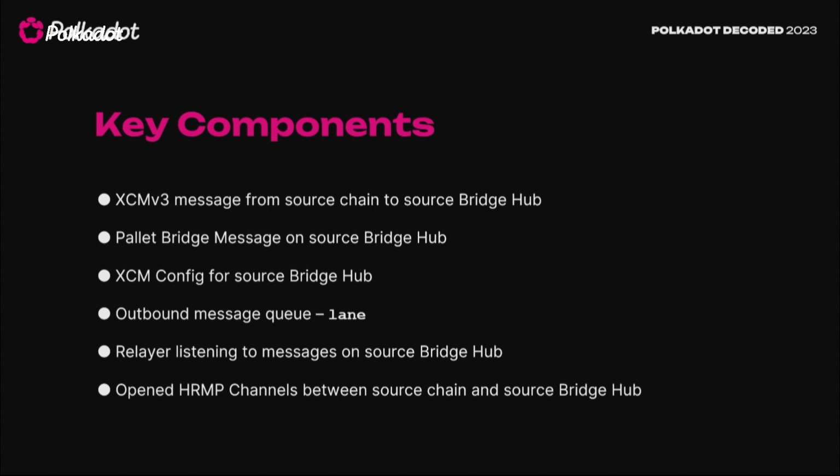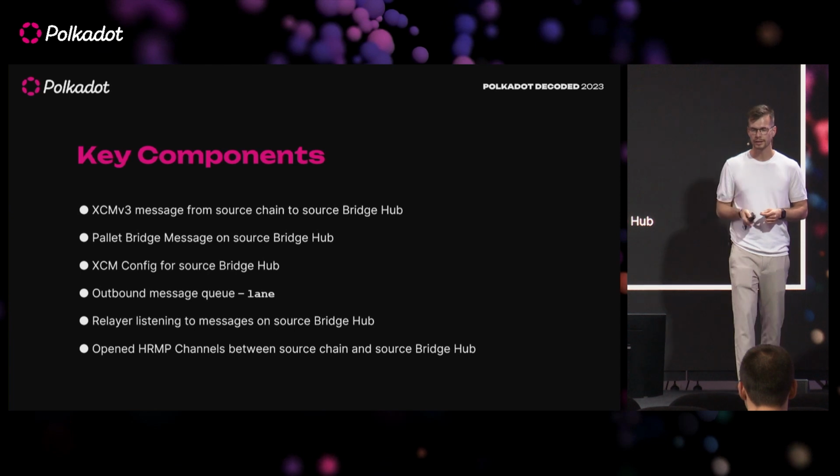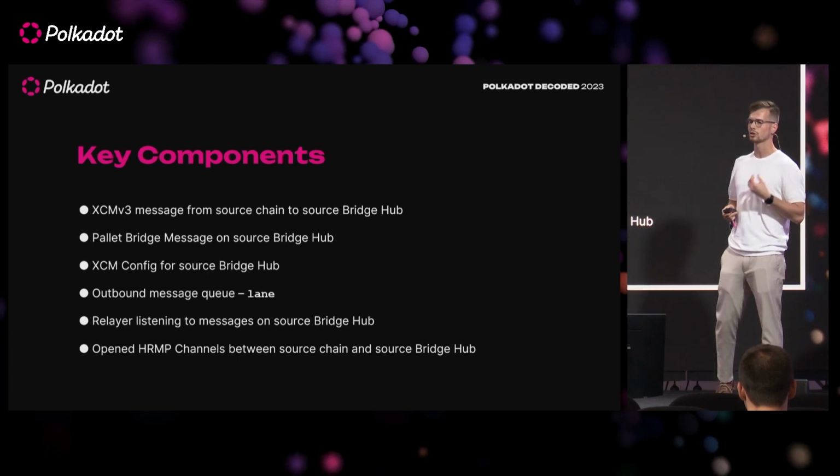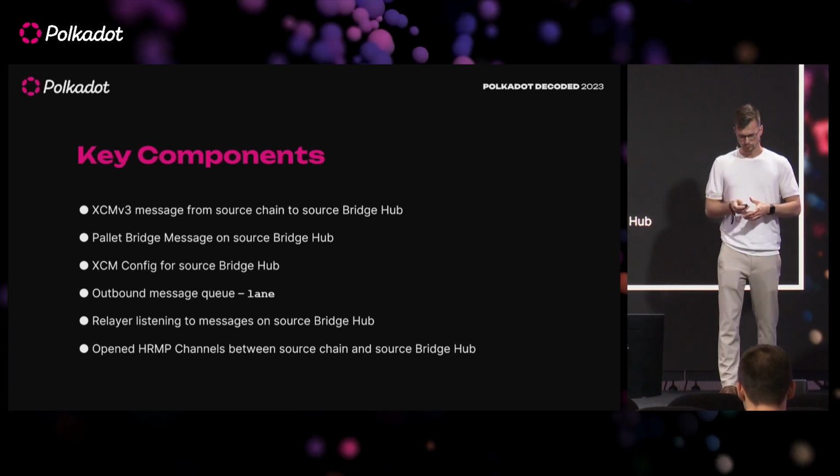We need to have the BridgeHub. And on that BridgeHub, we have pallet bridge messages that is responsible for preparing messages to be exported by the relayer. In that pallet bridge messages, we have an outbound message queue called lane. And we can think about lane as a communication channel between the source parachain and the destination parachain. In that example, it's a communication channel between Asset Hub on Kusama and Asset Hub on Polkadot.